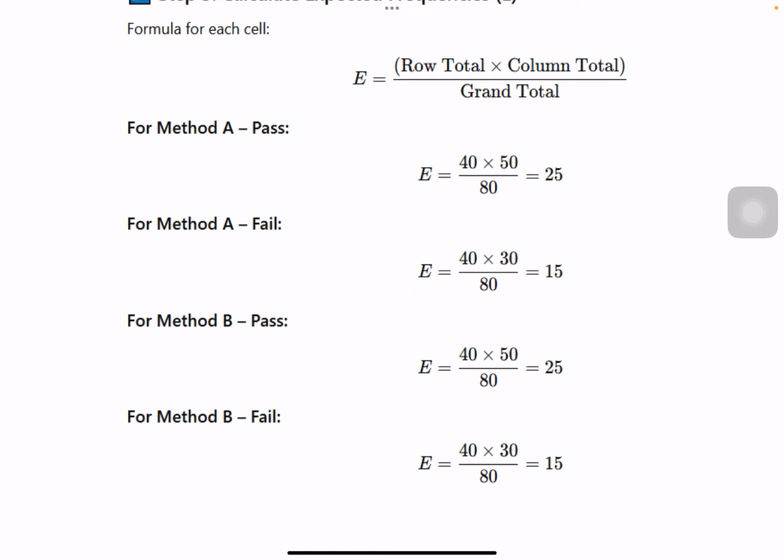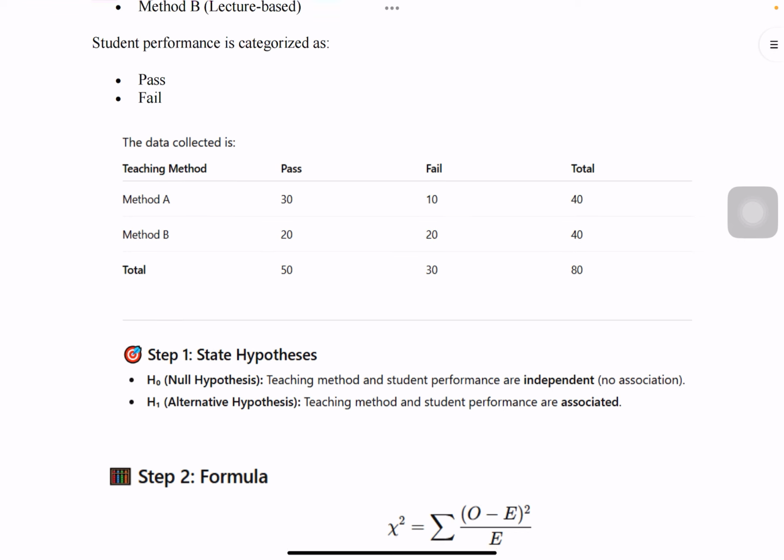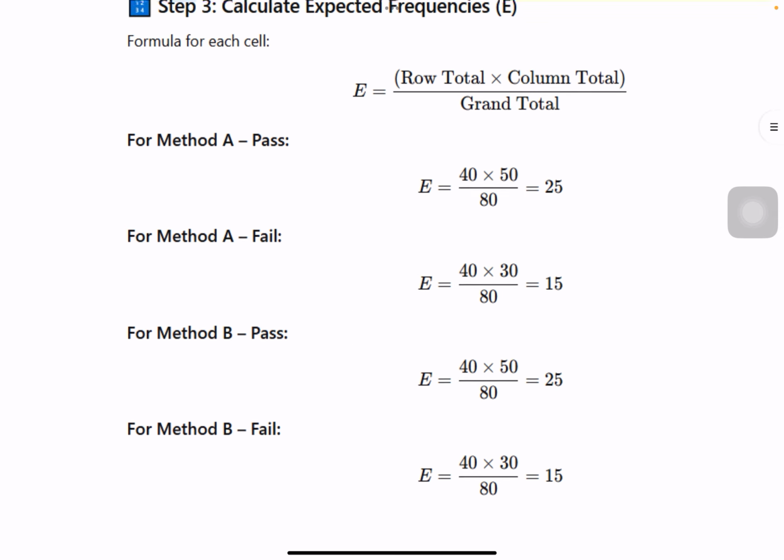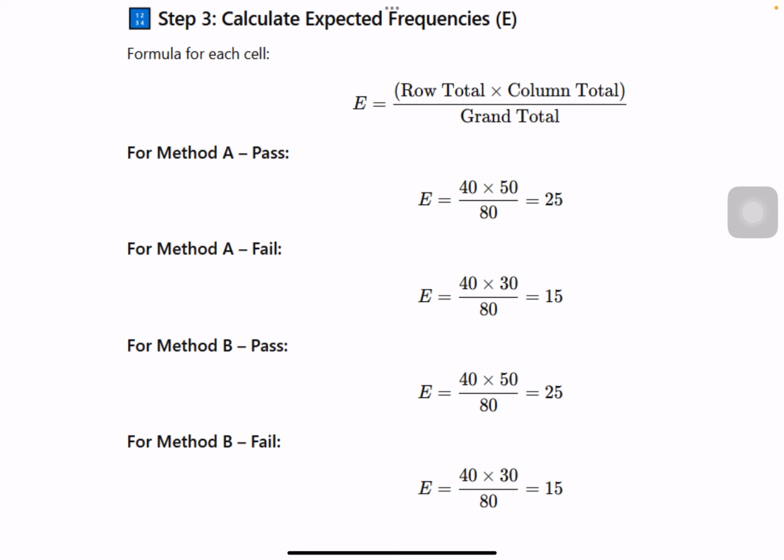For method A pass, row total is 40, column total is 50 and grand total is 80. So E is equal to 40 multiplied by 50 divided by 80, which is 25. For method A fail, E is 40 multiplied by 30 divided by 80, which is 15. For method B pass, E is 40 multiplied by 50 divided by 80, which is 25. For method B fail, E is 40 multiplied by 30 divided by 80, which is 15.